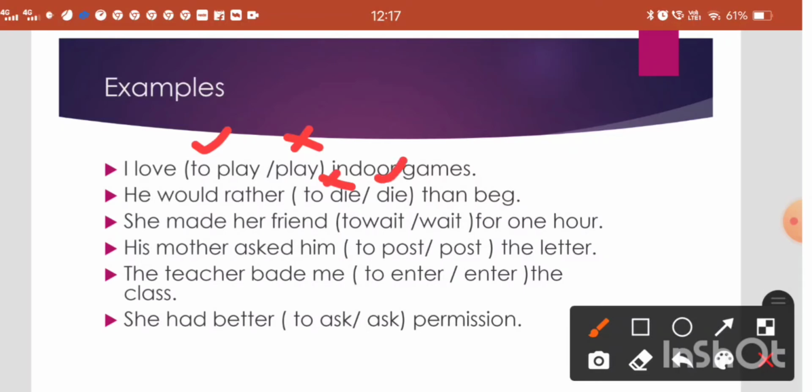And beg or to beg? Beg is correct, that is bare infinitive. She made her stand, wait, again bare infinitive, not infinitive with to. His mother asked him to post, not bare infinitive. The teacher bade me enter, bare infinitive is used. She had better ask or to ask permission? Ask is correct, not to ask. Such expressions, had better, would rather, take bare infinitives, so remember this.